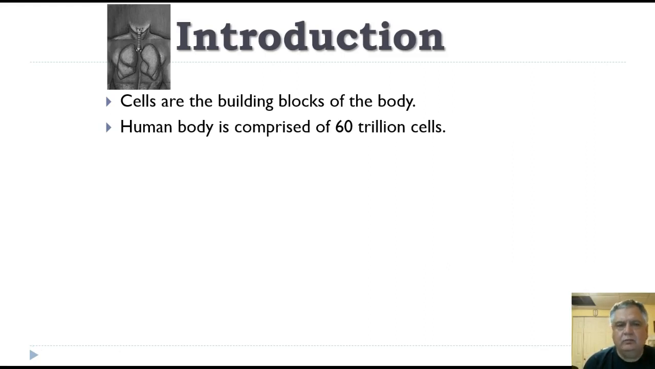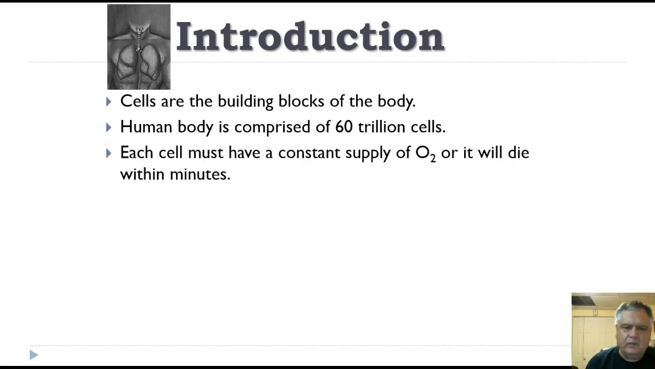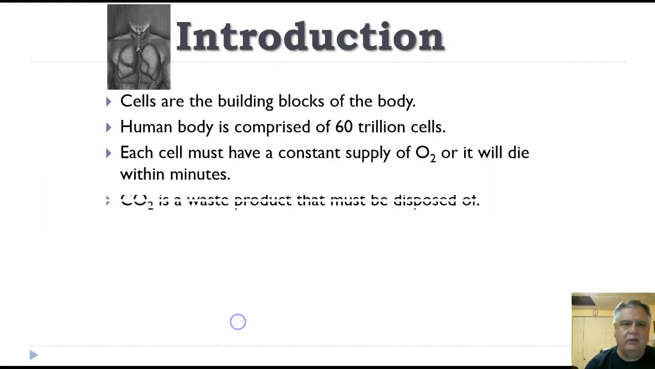The human body is comprised of your body, my body, some 60 trillion cells. Actually, somewhere in a range between 60 and 100 trillion cells, depending upon our size. And each one of those cells has to have a constant supply of oxygen. If it doesn't have a constant supply of oxygen to support respiration, it'll die, and it'll die within minutes because it will be without energy.